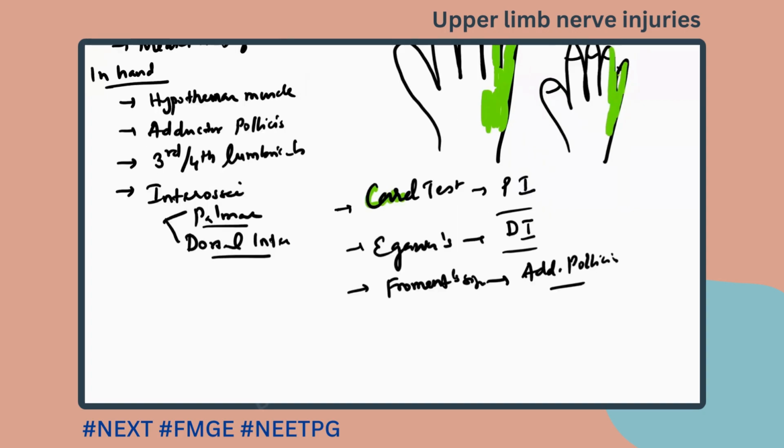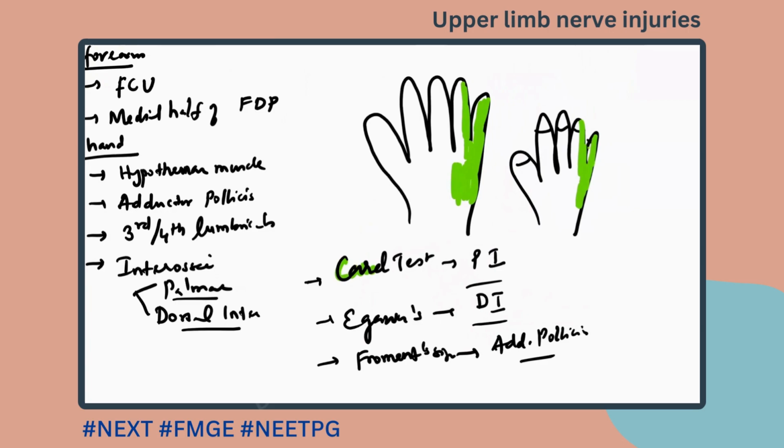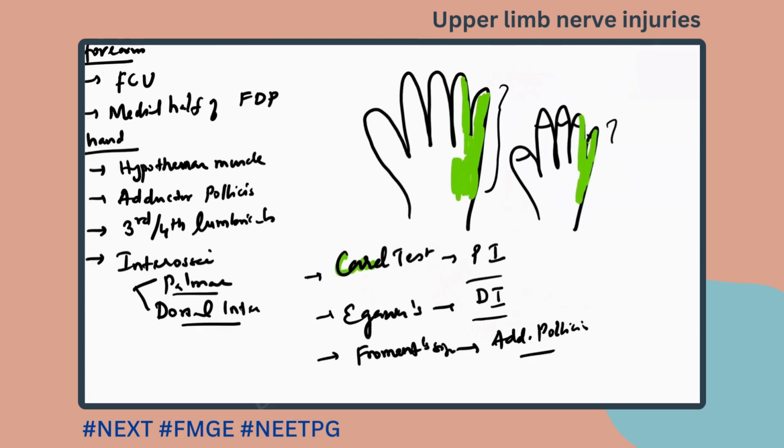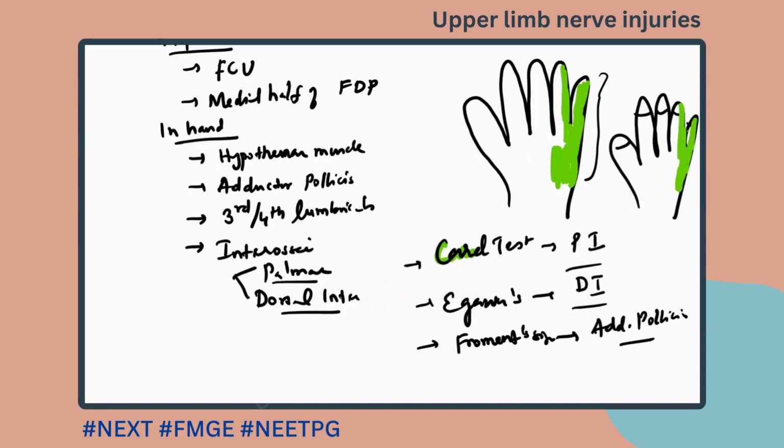You will also have loss of sensation over the medial one and a half fingers, both on the palmar and the dorsal aspect, if there is an injury. Okay, clear? So this is about ulnar nerve injury.